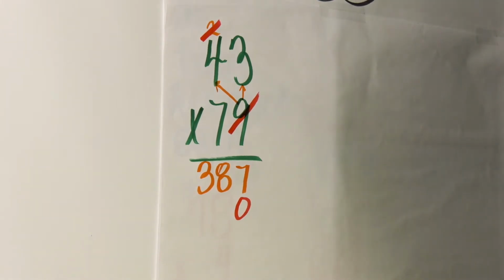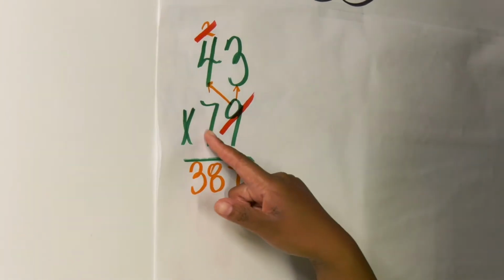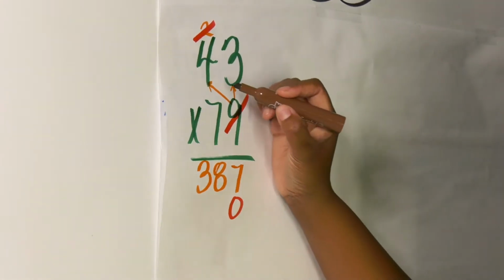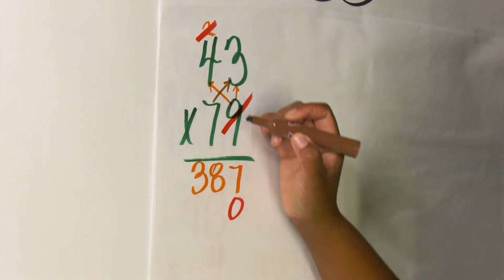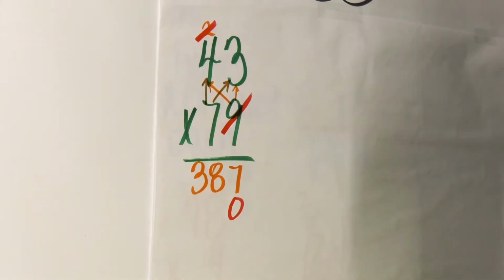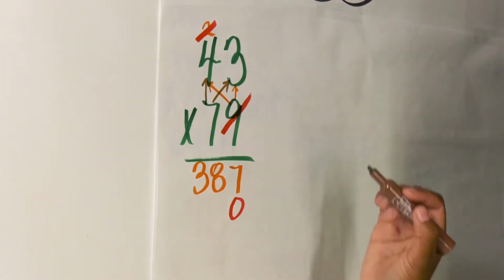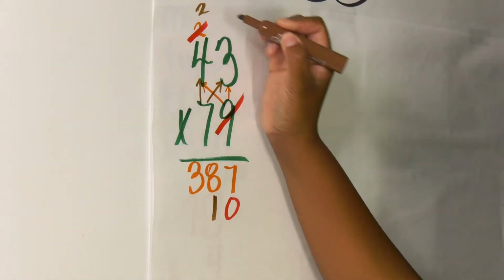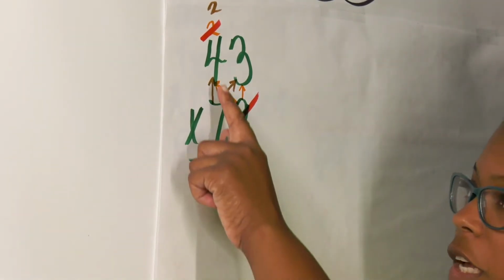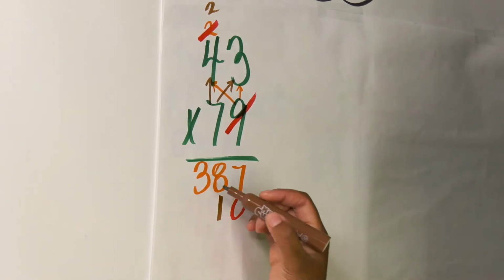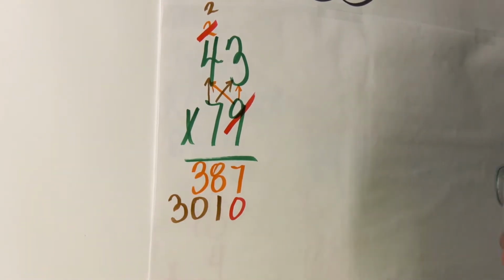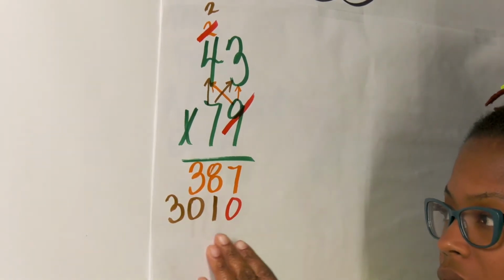So now we want to multiply the tens place by everything at the top. So we're going to do our 7 times 3, and then our 7 times 4. 7 times 3 is 21. Bring your 1 down, carry your 2. 7 times 4 is 28, plus 2 is 30. Since there's nothing else to multiply, we're going to bring all of 30 down.